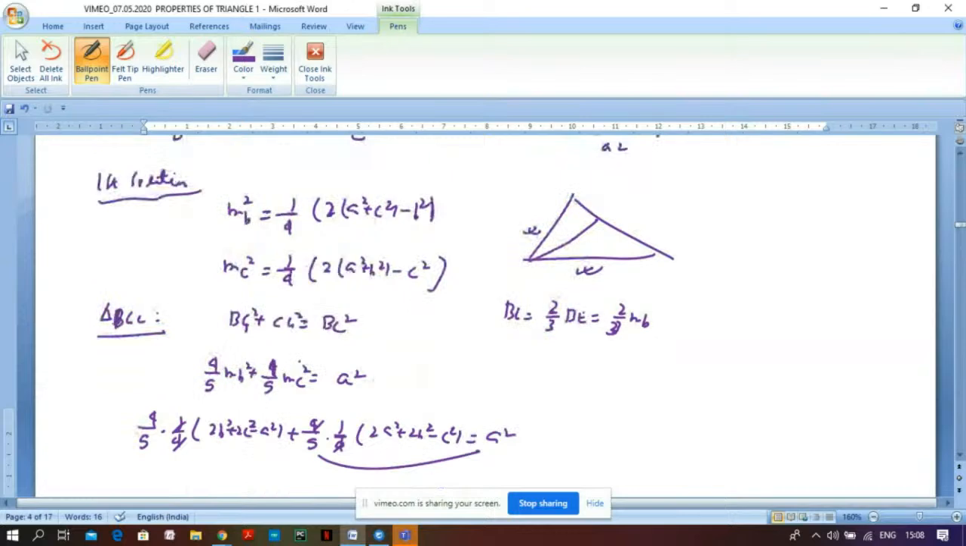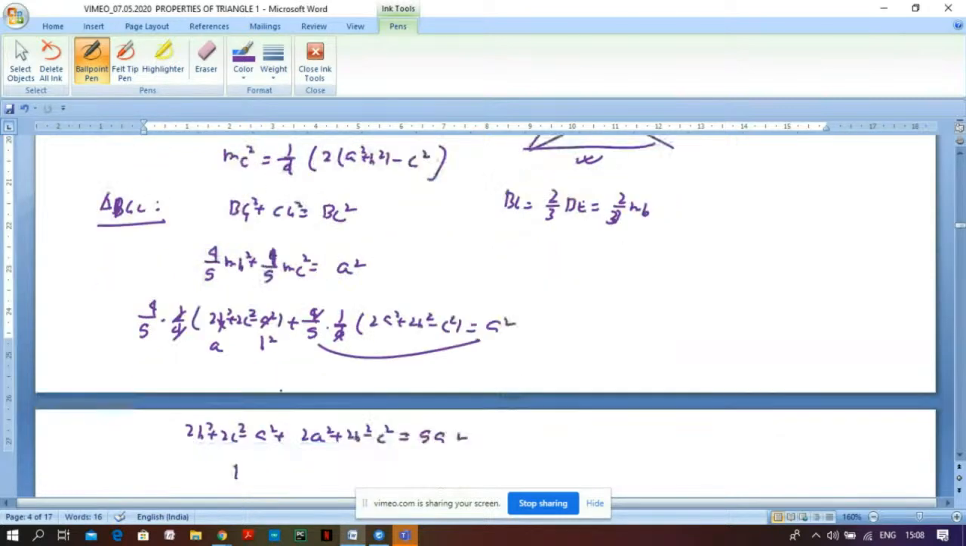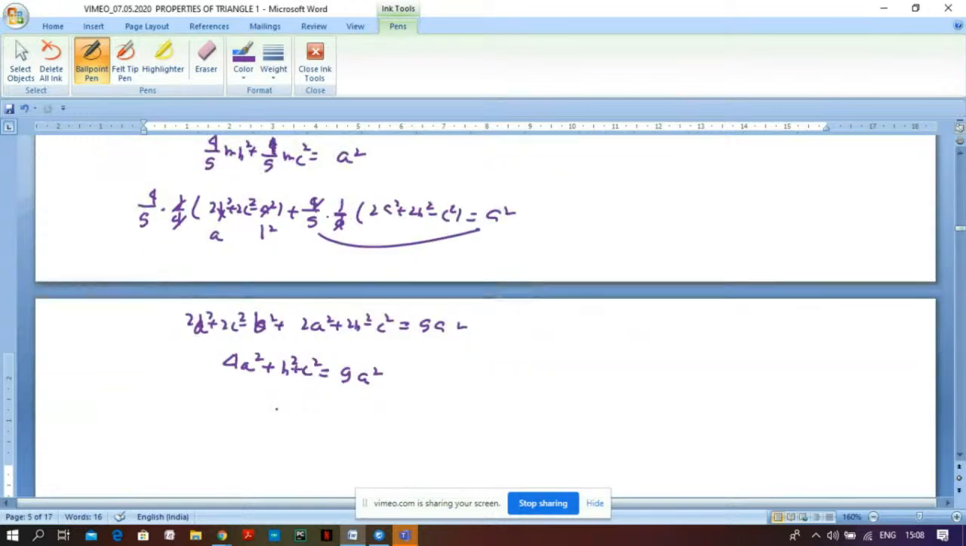So you will get here MB squared is this much. So we'll get, of course, here twice a squared. So this should be actually a squared, and this should be b squared. So you'll get 2a squared. So you should get here 2a squared and plus 2c squared minus b squared. And so you will get here 4a squared and plus b squared and plus c squared. That equals 9a squared. Now we got the coefficients correct. We got b squared plus c squared equal to 5a squared.